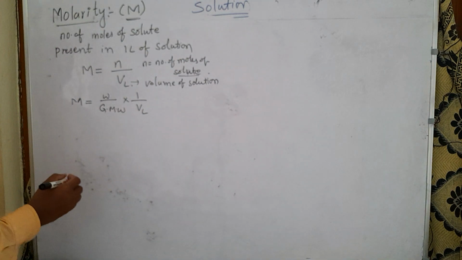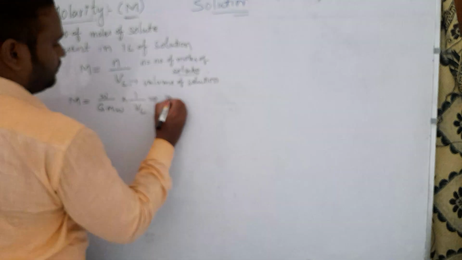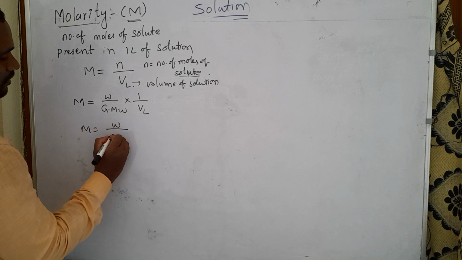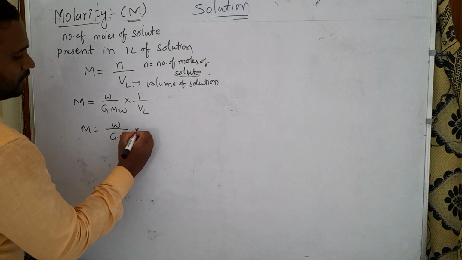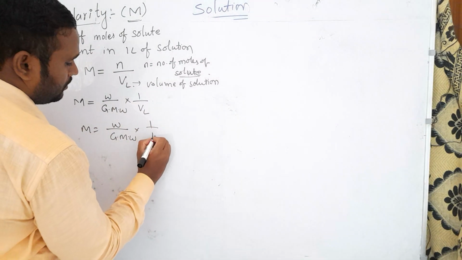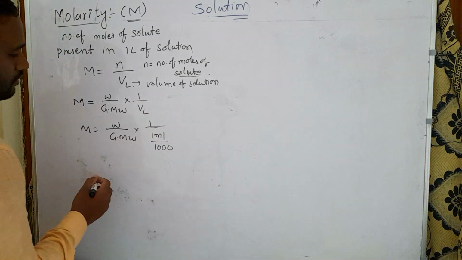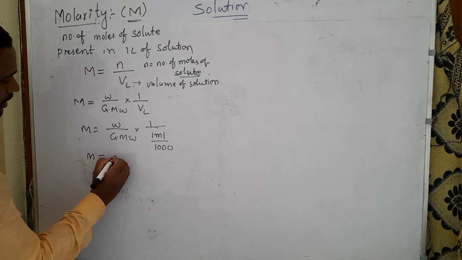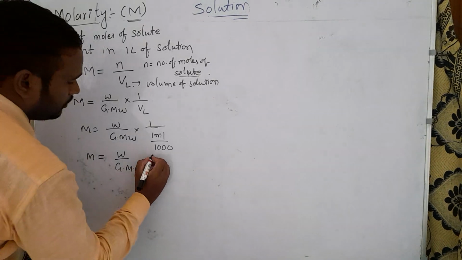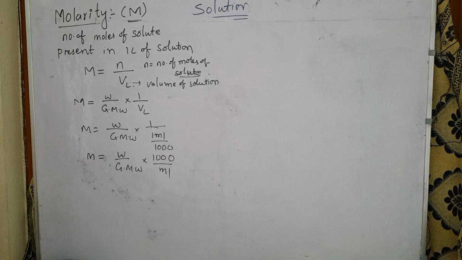If the volume is given in milliliters, we write the same formula: M is equal to weight by gram molecular weight into 1 by, and in place of VL we write ml, that is 1 ml by 1000, which is nothing but 1 liter. So molarity is equal to weight by gram molecular weight into 1000 by ml. This is the formula for molarity.